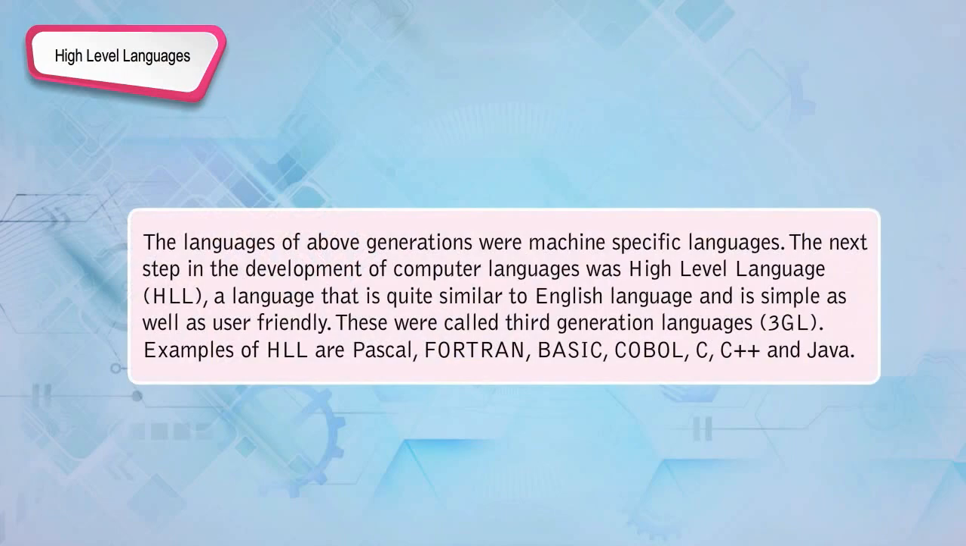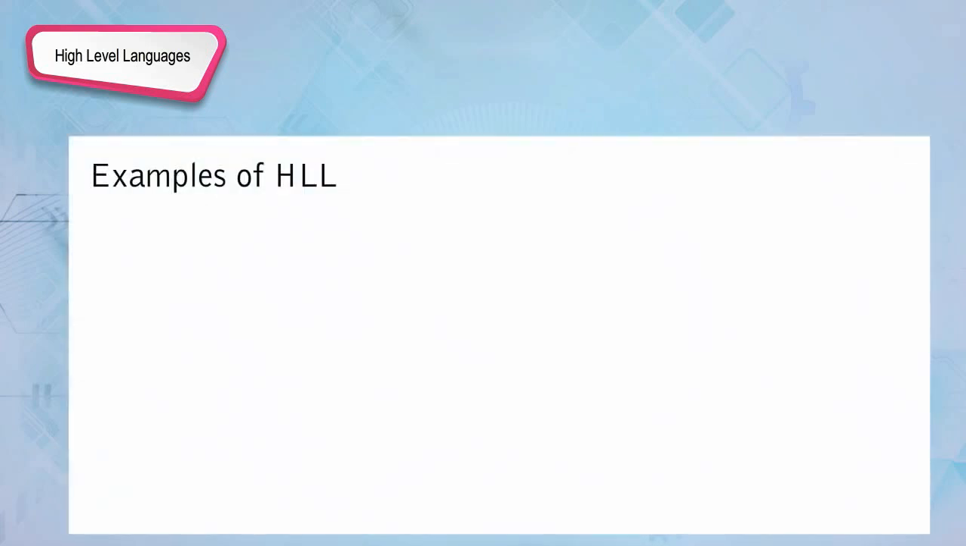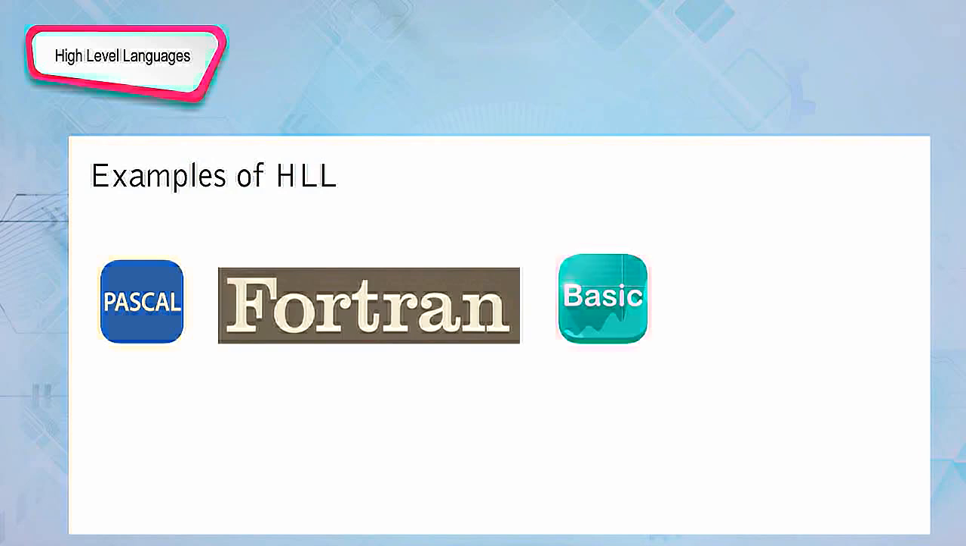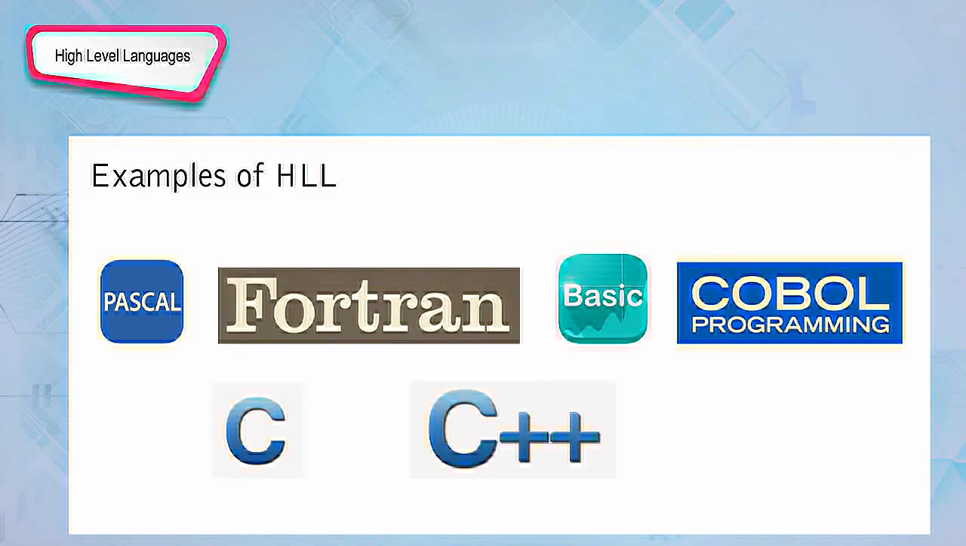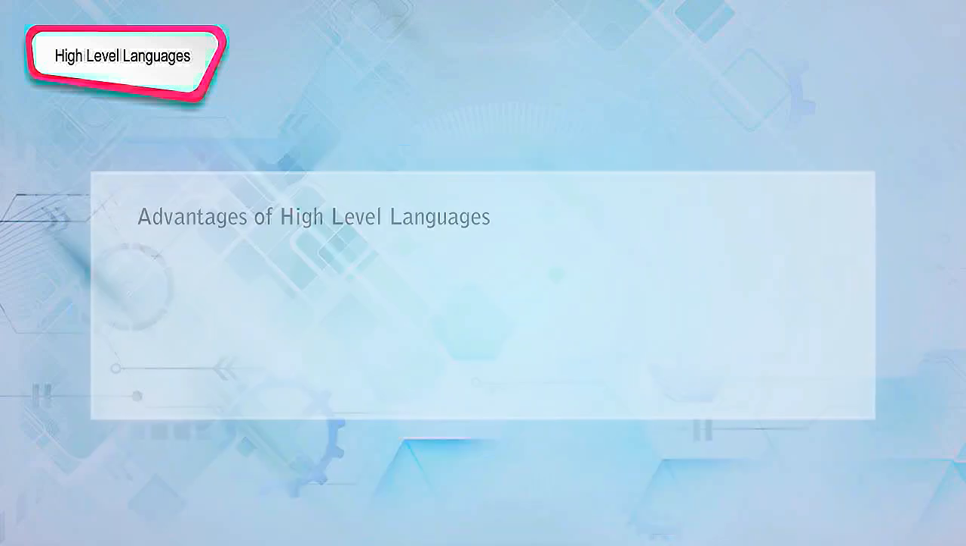High-level languages. The languages of above generations were machine-specific languages. The next step in the development of computer languages was high-level language, HLL, a language that is quite similar to English language and is simple as well as user-friendly. These were called third-generation languages, 3GL. Examples of HLL are Pascal, Fortran, Basic, COBOL, C, C++, and Java.